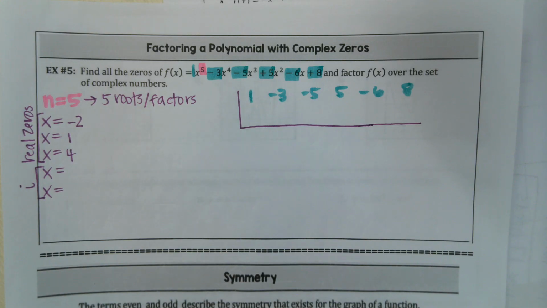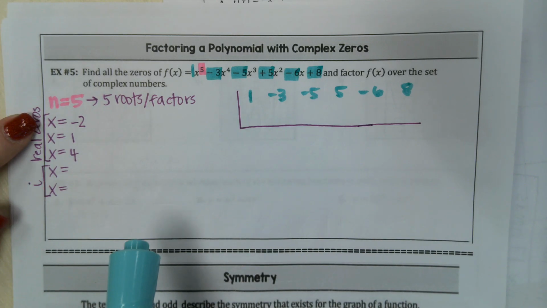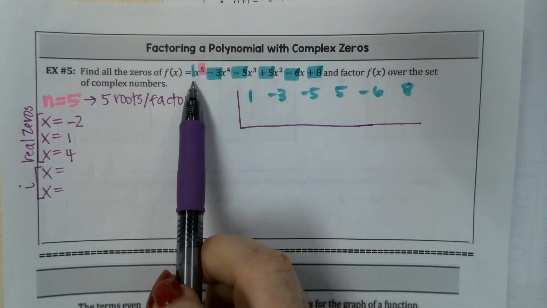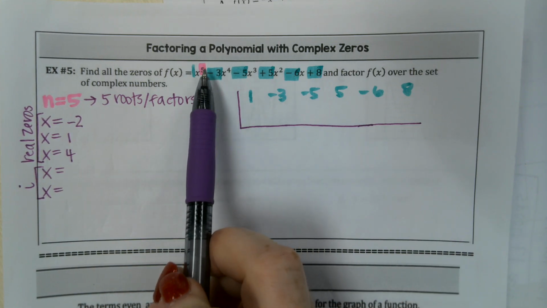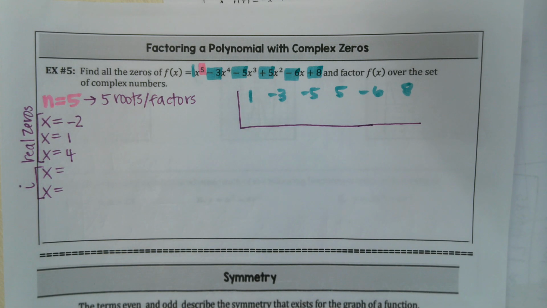Now I know 3 of the zeros. Now if I divide out 3 of my x's, if I divide out x to the 3rd from an x to the 5th, what am I going to end up with? X to the 2nd power, right? Don't we know if I can get something down to a quadratic function, then I can use quadratic formula like I did yesterday to factor out my remaining 2 zeros. So here is my process.